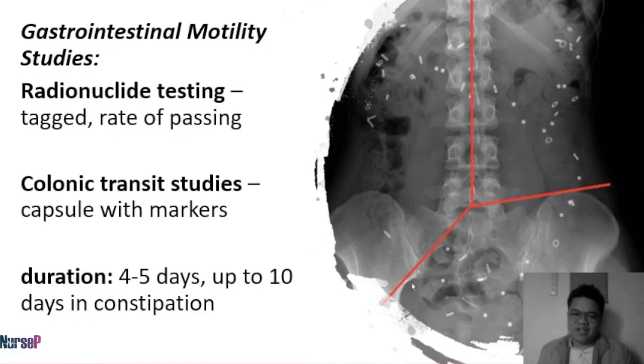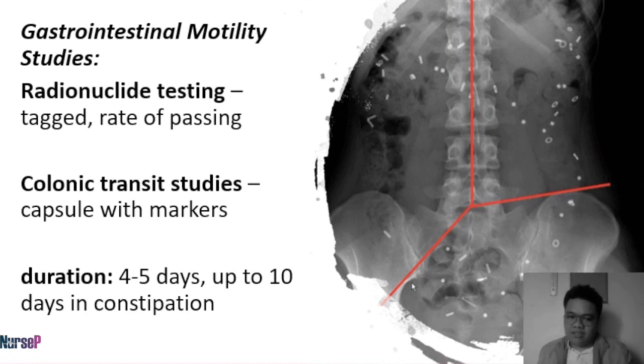We also have your gastrointestinal motility studies. As it implies, motility studies. This talks about the rate of peristalsis that occurs inside our gastrointestinal tract. One is your radionuclide testing. In your radionuclide testing, what happens is that the gastric emptying and the colonic transit time are being determined.